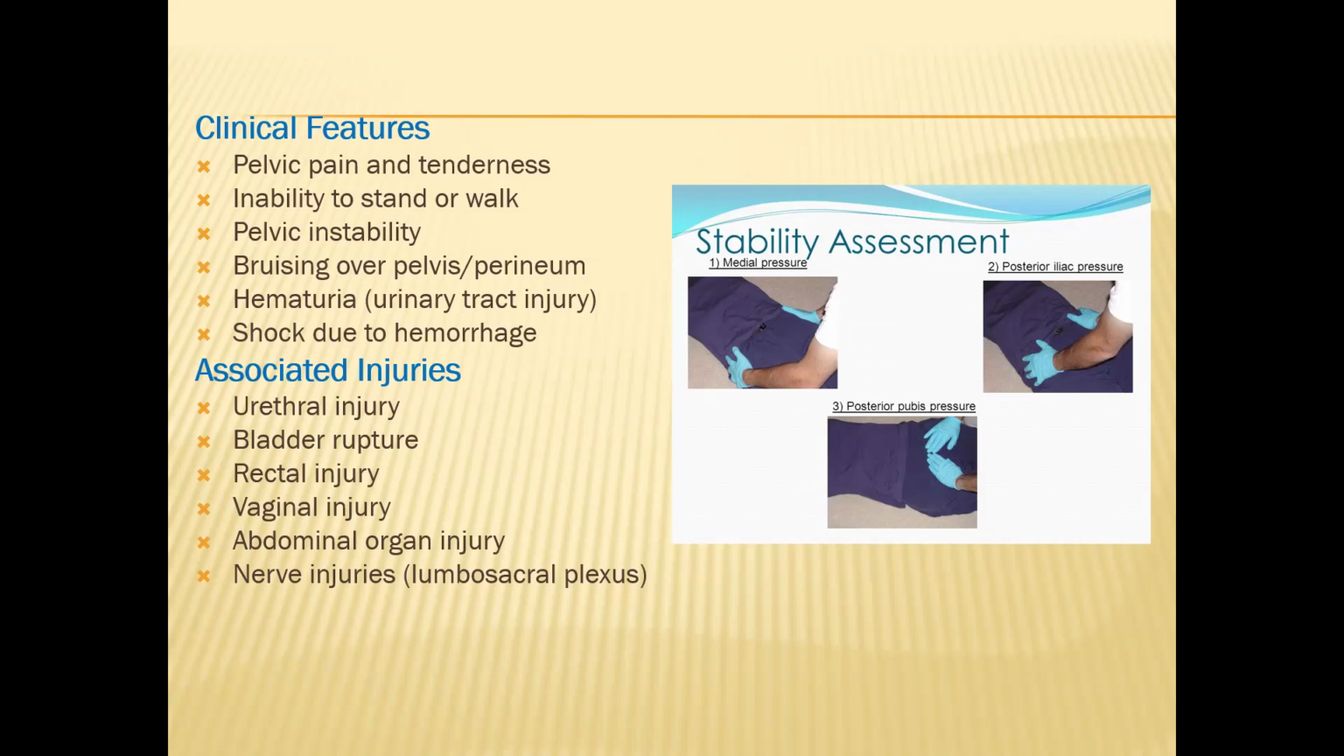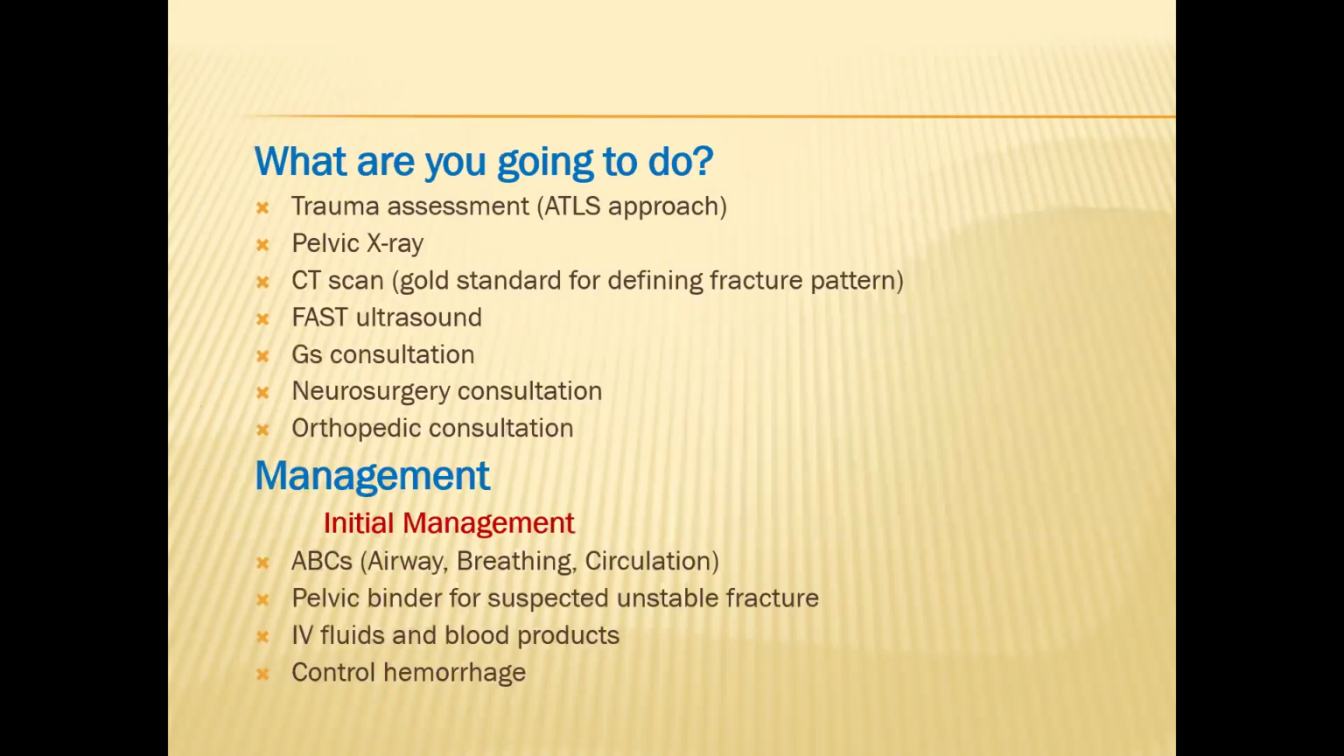To identify the fractures, we should do pelvic X-rays. We can do AP and lateral views. To identify any unstable fractures, we can do a CT scan. To rule out any injury to the internal organs of the pelvis, we should do a FAST ultrasound scan.